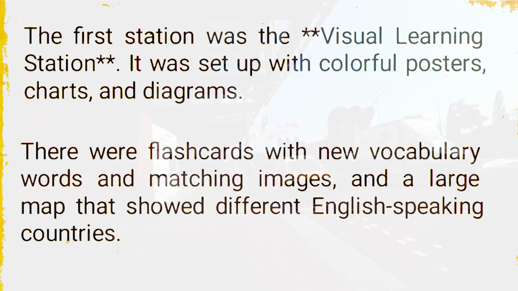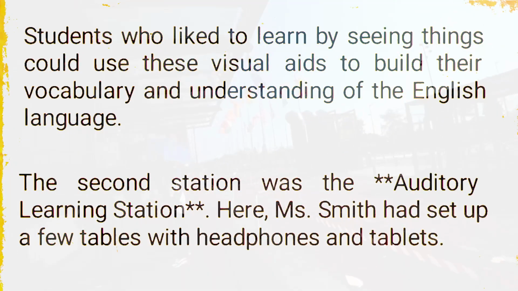The first station was the Visual Learning Station. It was set up with colorful posters, charts, and diagrams. There were flashcards with new vocabulary words and matching images, and a large map that showed different English-speaking countries. Students who like to learn by seeing things could use these visual aids to build their vocabulary and understanding of the English language.